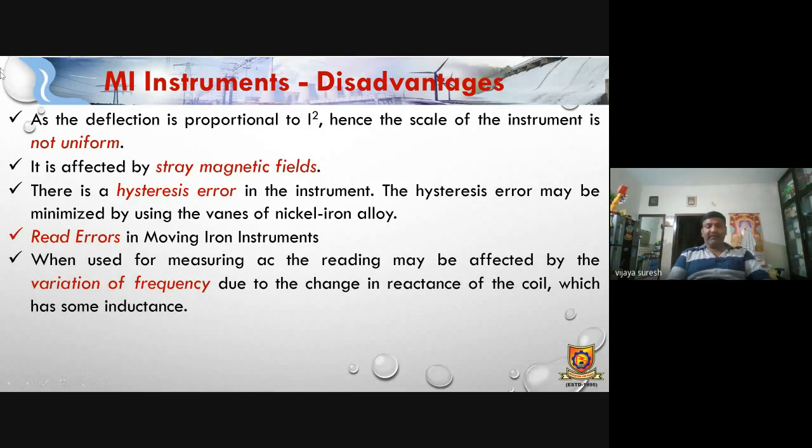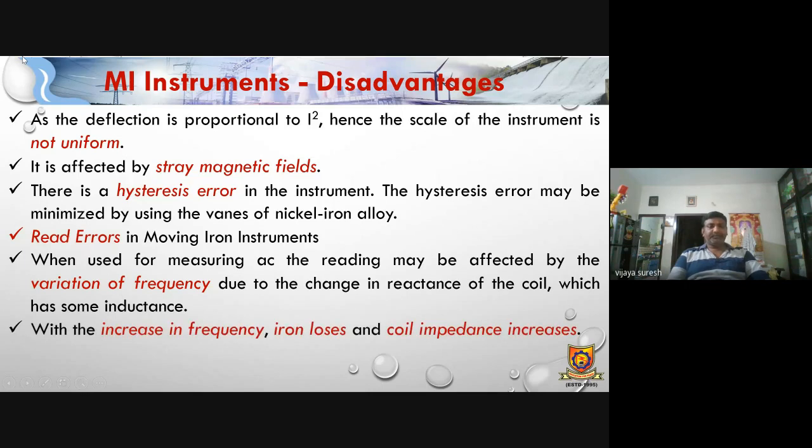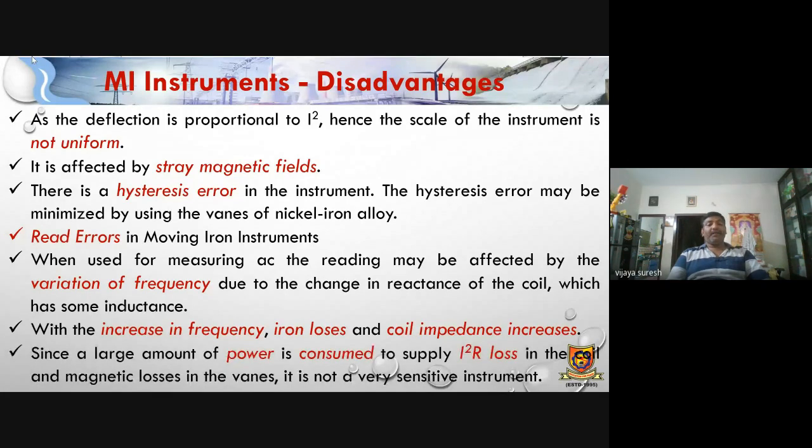So variation of frequency, as I already said. As the frequency increases, iron losses will increase, and coil impedance also will increase. So power consumption, I square R losses, also will increase. Nothing but a certain amount of energy will be stored in the form of magnetic field.